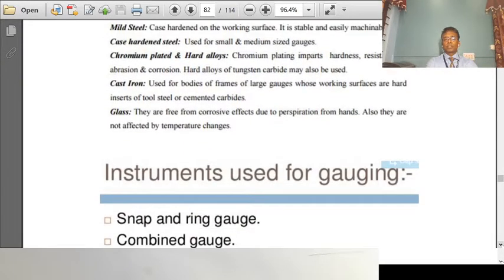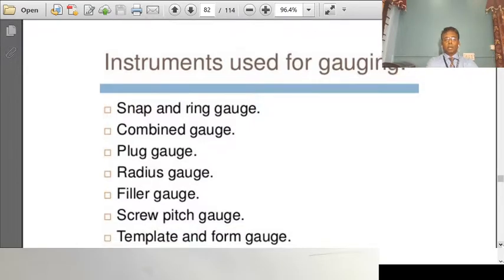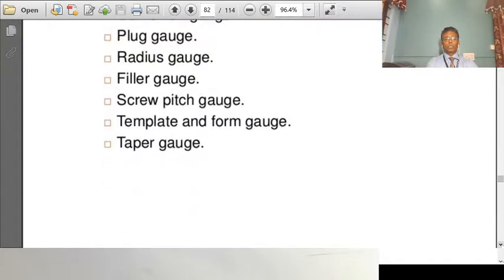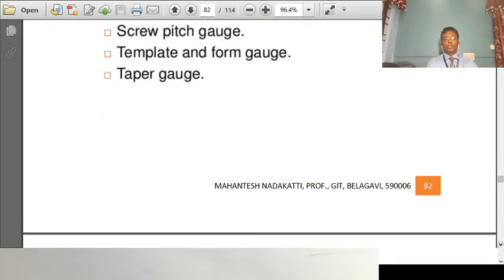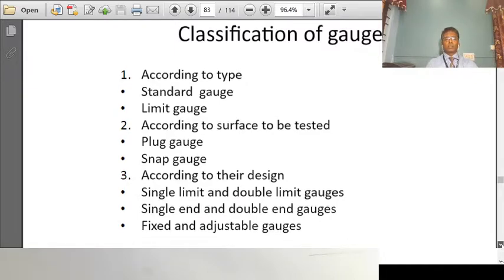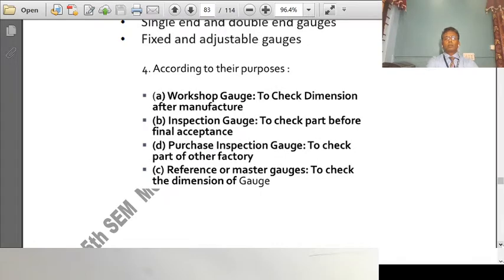It is relatively stable. Some of the instruments used for gauging are snap and ring gauge, combined gauge, plug gauge, radius gauge, feeler gauge, screw pitch gauge, template and form gauges, taper gauges. Some other classification of gauges: workshop gauges are used to check the dimensions after manufacturing.